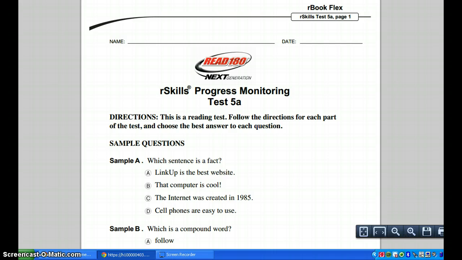Sample questions. Sample A, which sentence is a fact? A, link up is the best website. B, that computer is cool. C, the internet was created in 1985. D, cell phones are easy to use. Which sentence is a fact?